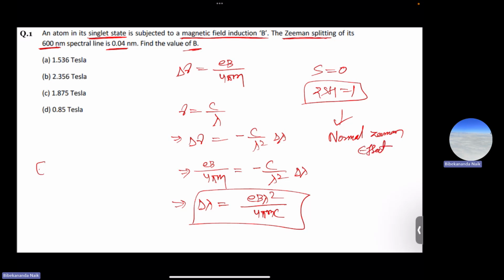Also in the normal Zeeman effect, we had calculated that the split in the spectral line will be eB by 4 pi m as delta nu. So this is the formula, delta lambda is equal to eB lambda square by 4 pi mc. So what will be the value of B? B will be 4 pi mc delta lambda by e lambda square.